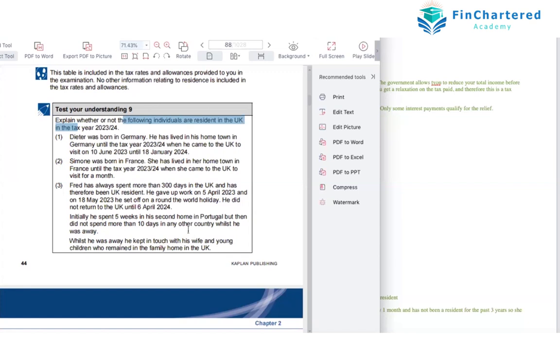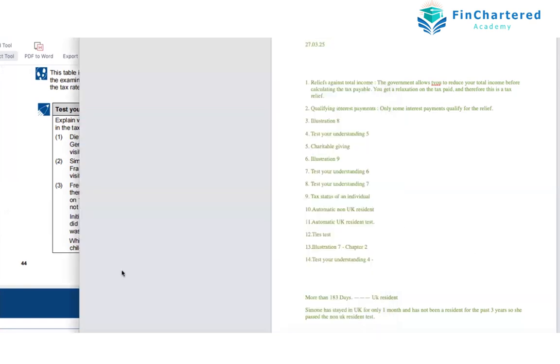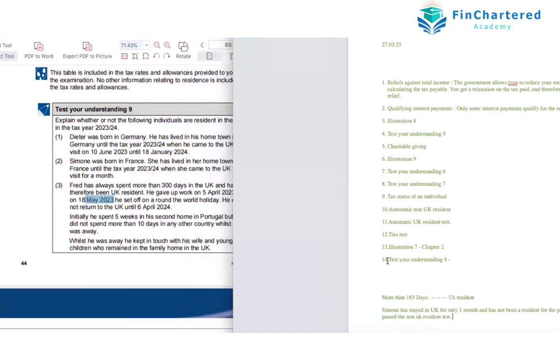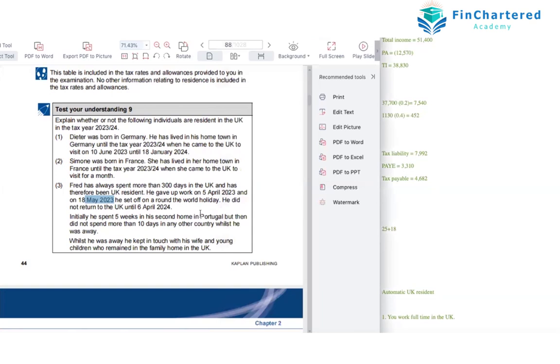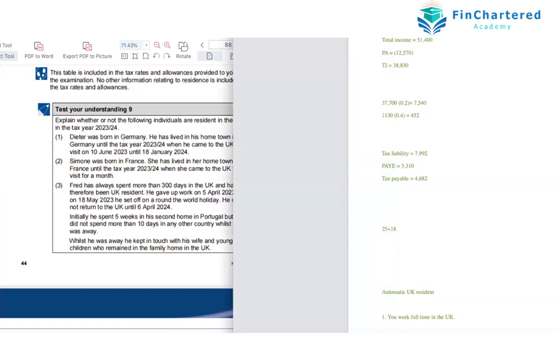43. How did you calculate 43 days? 18th May. 18 days in May and how many days in April? 25 plus 18 is how much? On 18th May, he left. So he was in the UK until 17th May. So 25 plus 17 is 42. So he was in the UK for 42 days. Right?